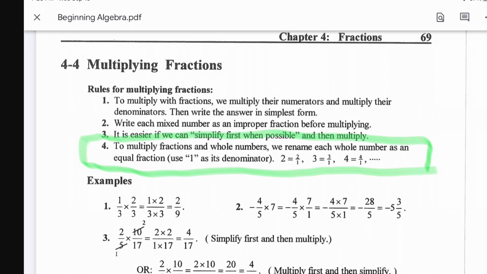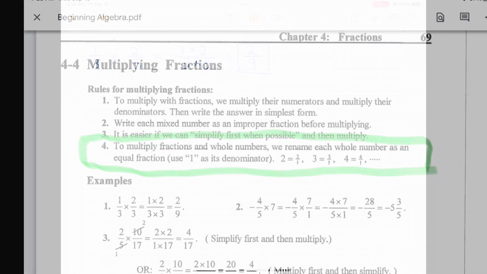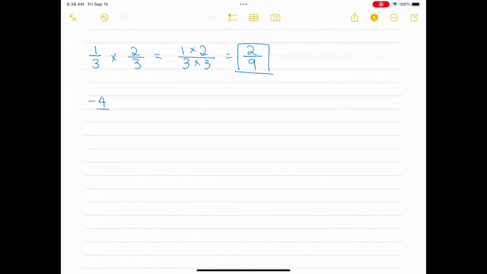2. To multiply fractions and whole numbers, we rename each whole number as an equal fraction, using 1 as its denominator. So 2 equals 2 over 1, 3 equals 3 over 1, 4 equals 4 over 1, etc. Negative 4/5 times 7 equals negative 4/5 times 7 over 1.